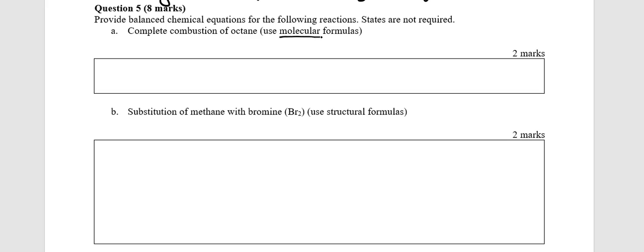Now, molecular formula just shows the number of atoms of each element in the molecule. It doesn't give you any information about the actual bonding. So in the case of octane, you can draw the molecule out and count the number of carbon and hydrogen atoms, or if you just remember that octane is an example of an alkane, which has the general molecular formula CnH2n+2, for n being the number of carbon.